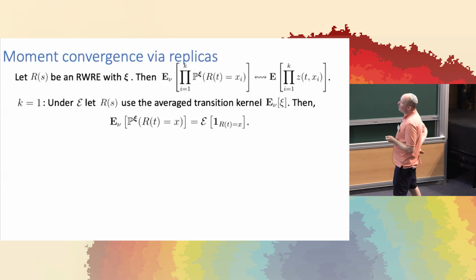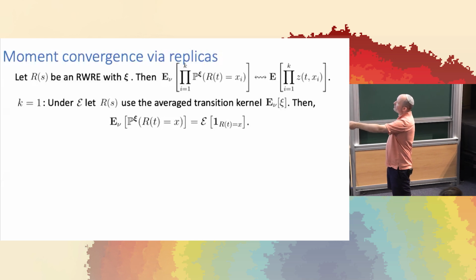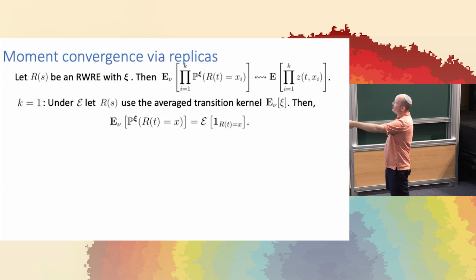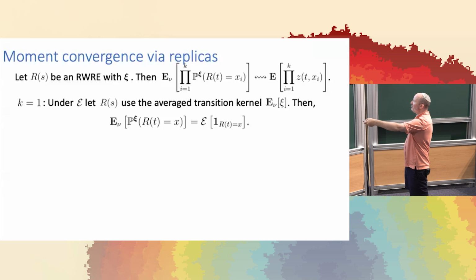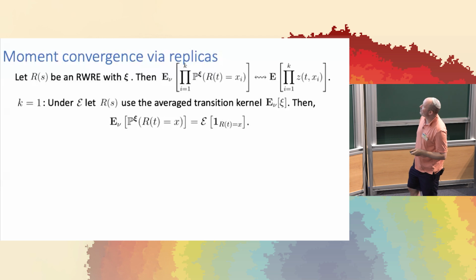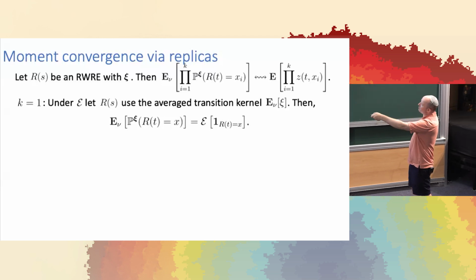Now when k equals 1, you can just interchange the expected value. So this is like the probability that a random walk ends up in a location. This is the environment. You can interchange the expected value of the random walk with that of the environment. And you see that this is just equal to the expected value that the averaged random walk, the random walk using the average transition kernel, ends up at location x.